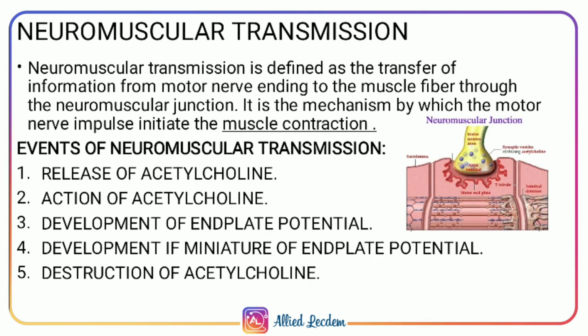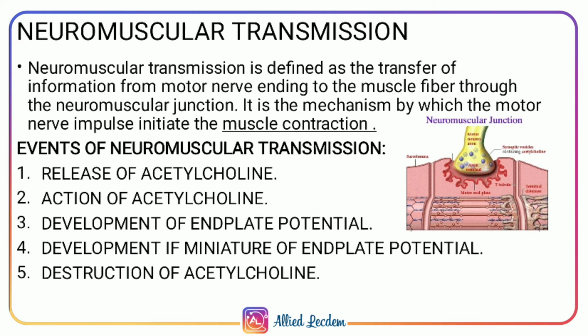Next, we'll move on to neuromuscular transmission. What is neuromuscular transmission? Neuromuscular transmission is defined as the transfer of information from the motor nerve ending to the muscle fiber through the neuromuscular junction. It is the mechanism by which a motor nerve impulse initiates muscle contraction.